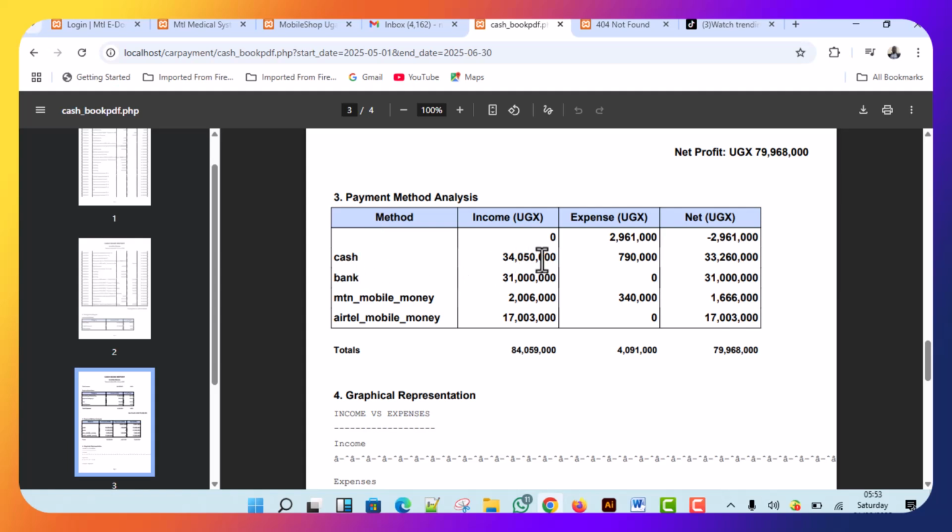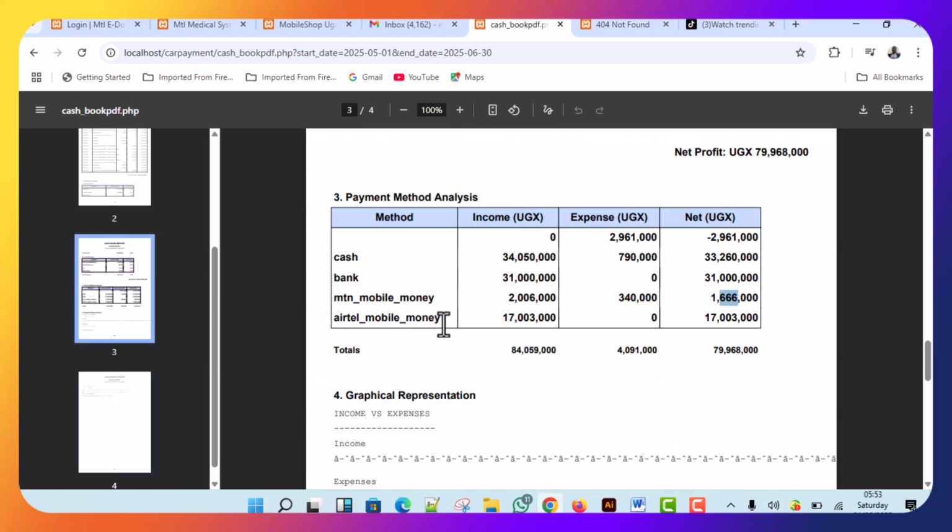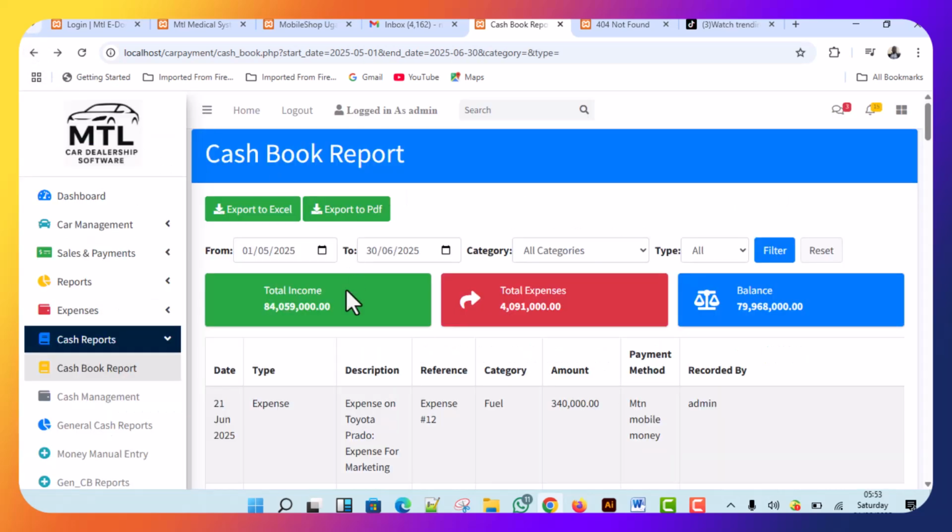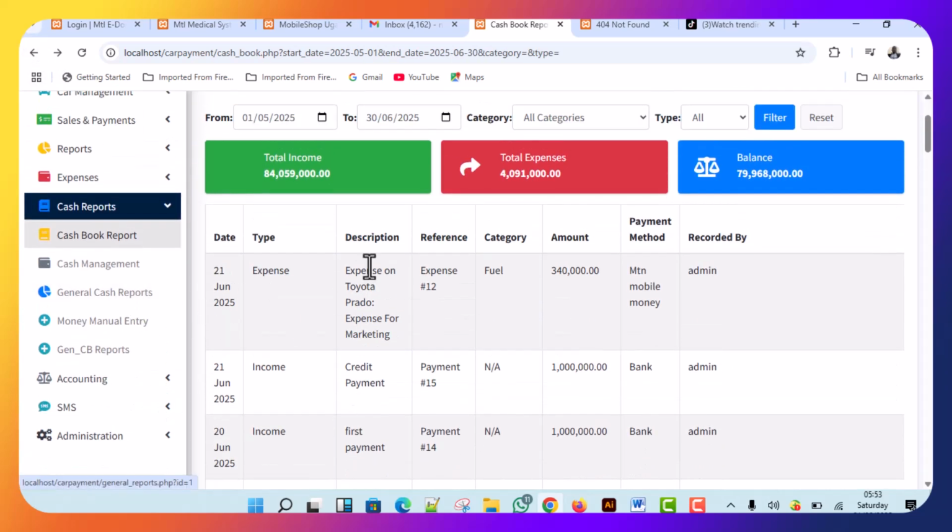How much is on an account, let's say cash. If you have cash and you have spent this, it means the net cash is that amount. Let's say on the bank we had 31 million, but you have not spent anything from the bank. Then we have mobile money, 2 million, spent this, so the balance is this on mobile money. All that. Yeah, that is the cash book report, showing the summary of how your business is performing in one document.